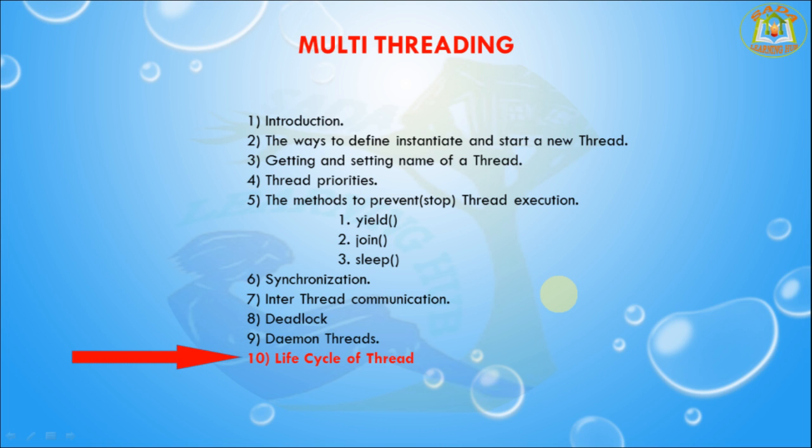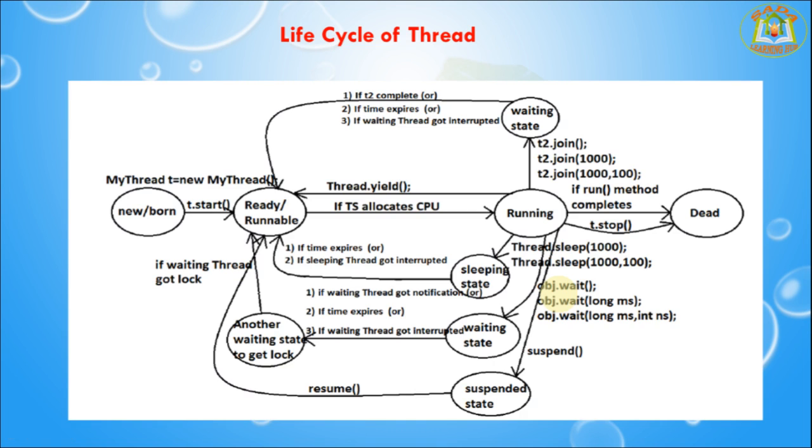Today's session we are going to learn the life cycle of a thread. Now, see this picture. There are different stages. One is the newborn state, the ready state, the running state, and the dead state. Here we also have the waiting state and the sleeping state.